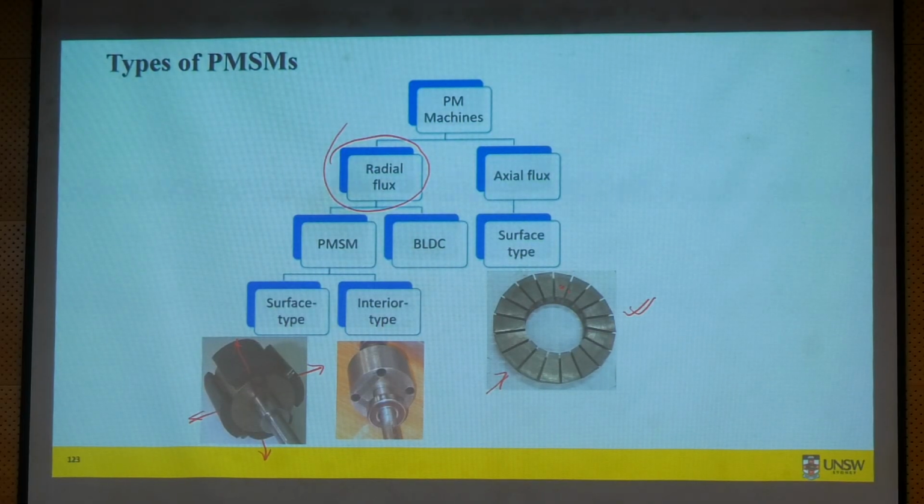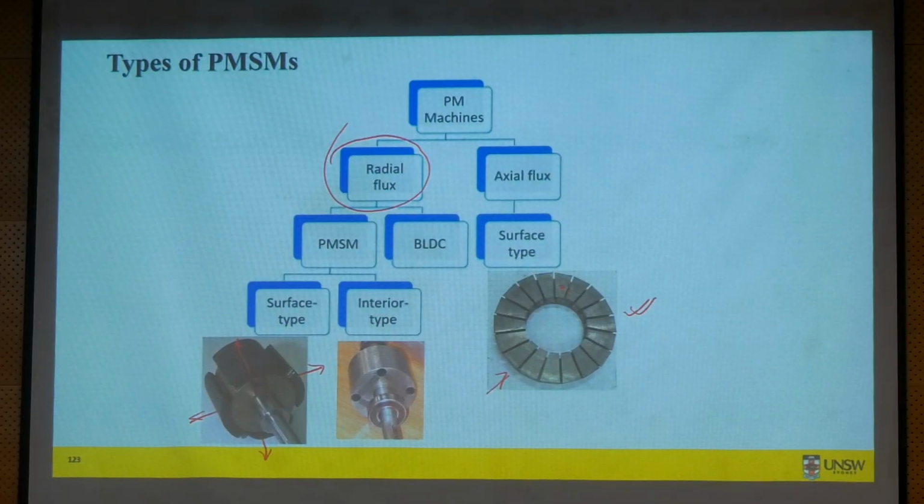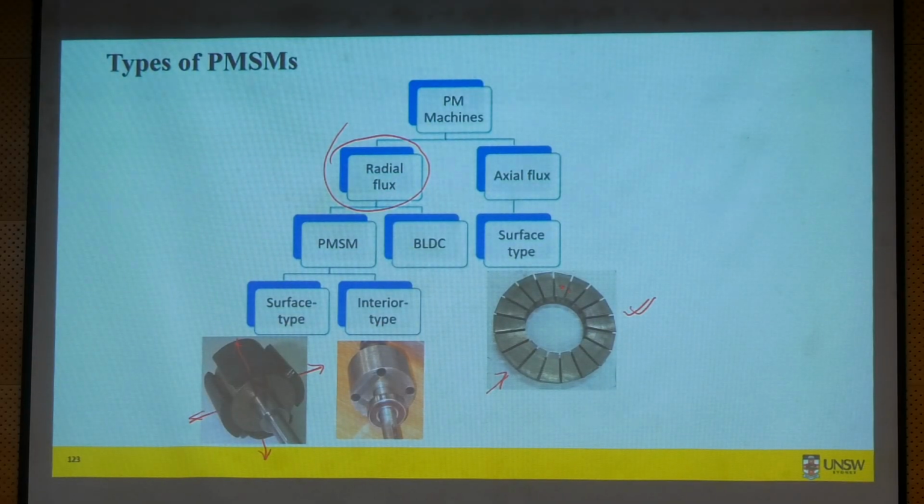But their design is far more complicated. So if you want to do an axial flux design, you will need 3D. 2D finite element will not give you the correct information or analysis. Okay, so axial flux design, you must have 3D finite element because you are looking at axially. Everything is happening axially, okay? So it requires the 3D finite element.